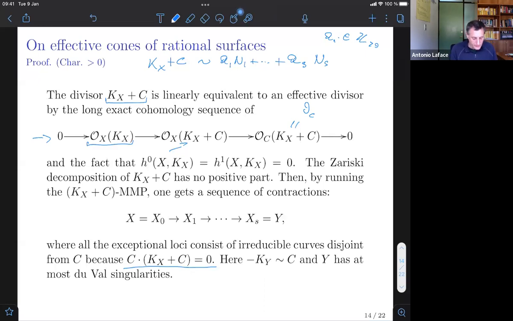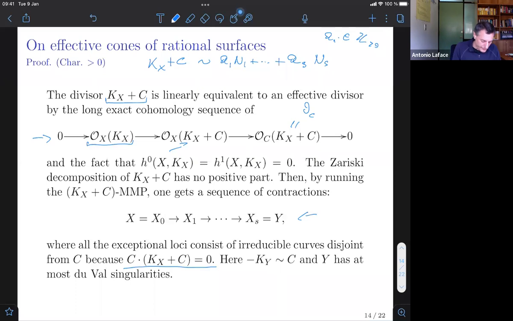So when I do the intersection product of this Ni with Kx plus C, this is just the intersection product of Ni with the K of X. One of these has to be negative because Kx plus C has negative self-intersection, and this implies that we have a negative curve with negative intersection with K of X, so we can run this Kx plus C MMP and contract one by one all these Ni. So these are the contractions, and we finally reach a surface Y.